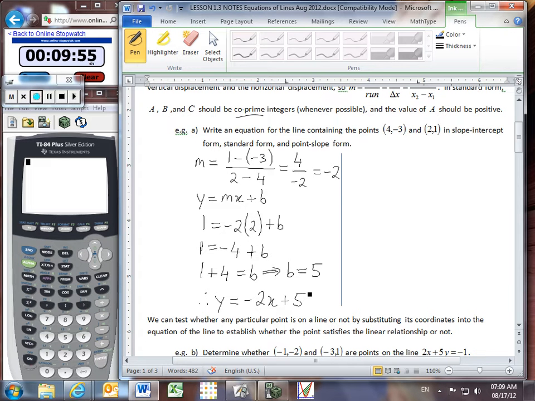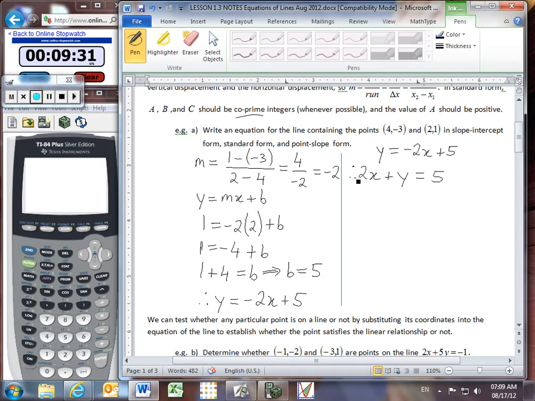So I've already got my slope-intercept form. Perhaps I'll just start with that. y equals negative 2x plus 5. And to get it into standard form, I want to have my x term and my y term on the left side of the equation. If I bring my negative 2x to the left, it becomes a positive 2x plus 1y is equal to 5. And now we've got standard form.